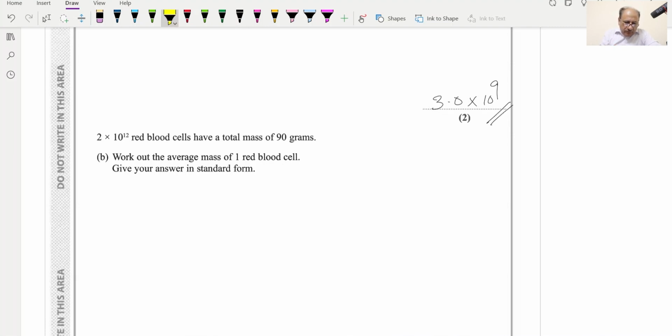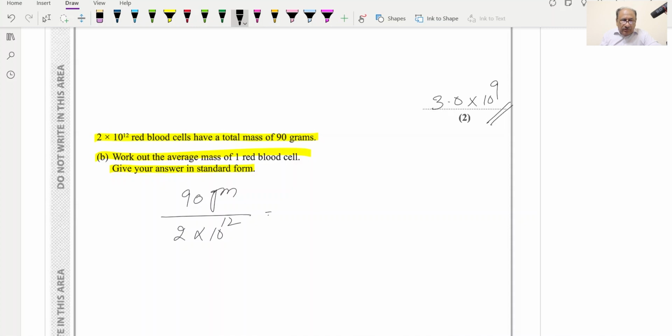Now for the B part, 2 into 10 raised to 12 red blood cells have a total mass of 90 gram. Work out the average mass of one red blood cell. Give your answer in standard form. So again we have 90 grams, and 90 grams is the weight for 2 into 10 raised to 12.